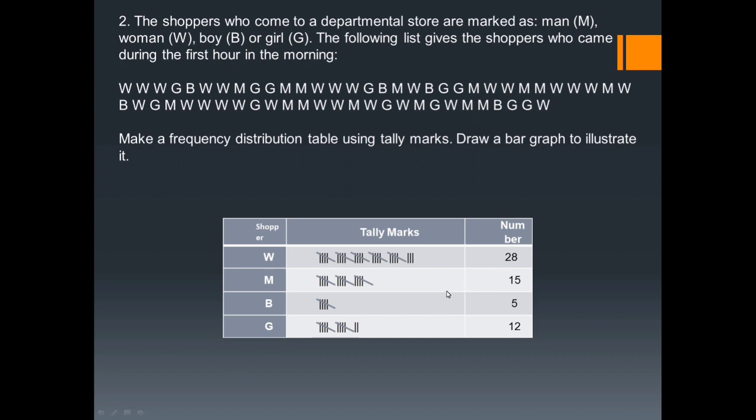Here we write 28. In the same way, here man, 5, 10, 15. Here we write 15. Boy, only 5 are there. Here we write 5. Girl, 5, 10 plus 2 is 12. Okay, here we write 12. That is how we draw the frequency distribution table using tally marks.